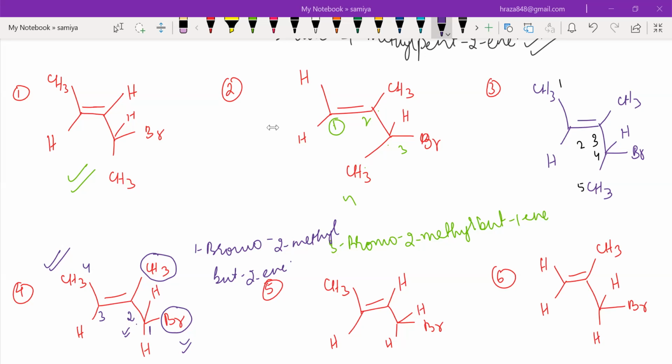It's wrong again. If you number from here, the double bond will get position second and bromine will get fourth position. But if you number it from here, 1, 2, 3, the double bond will get second position again, but bromine will also have the lowest number. That's why we will do it from this side.